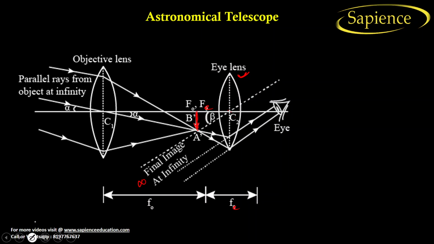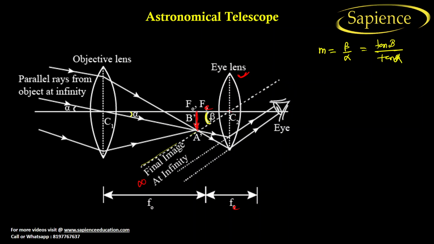So we will now compare it. When we are comparing the magnification, this will be equal to beta by alpha. Why? Beta is the angle the image forms: the image is forming at infinity and making an angle beta, and the object is forming an angle alpha. So we need to find beta as well as alpha. We can write tan beta divided by tan alpha, right? Now what is tan beta as well as tan alpha?